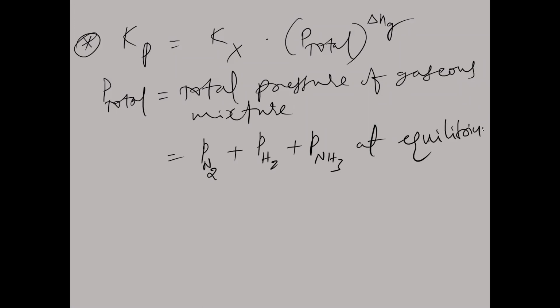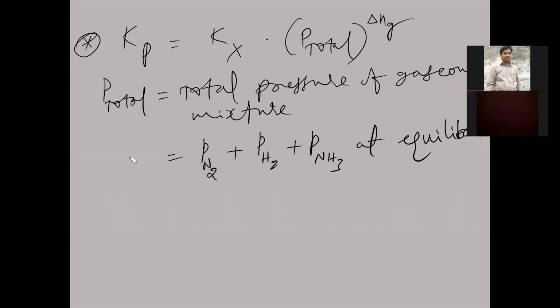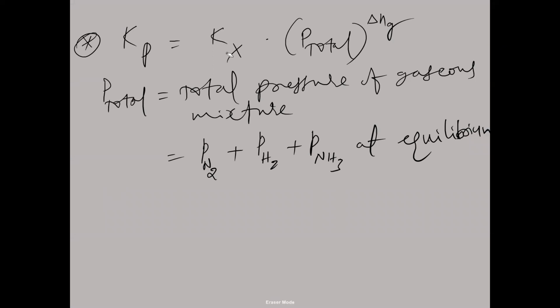So this one we have to understand. We have taken the sum of partial pressures equals total pressure. So it's about the relationship between Kp and Kx: Kp equals Kx times the total pressure of the gaseous mixture to the power of delta Ng, G for gases here. Take the screenshot. Kx is the equilibrium constant in terms of mole fractions. Kp is the equilibrium constant in terms of partial pressures.